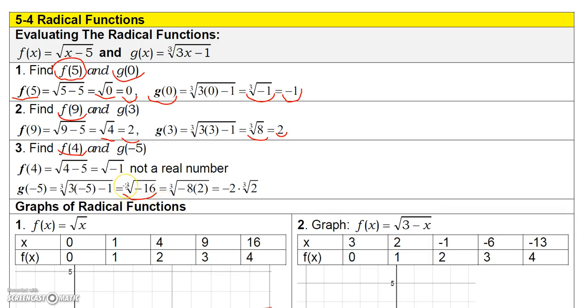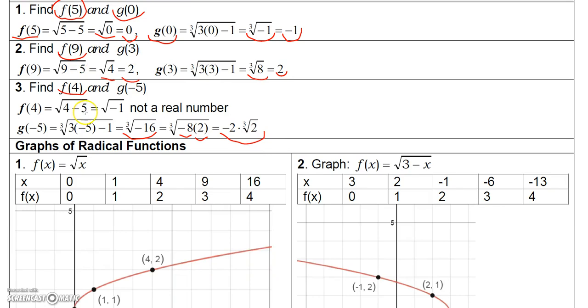So the cube root of negative 16, I can write as negative 8 times 2. So if I write negative 16 as negative 8 times 2, then I can take the cube root of negative 8 out. The cube root of negative 8 is negative 2, and then I have to leave the 2 inside the radical. So that would be negative 2 times the cube root of 2.